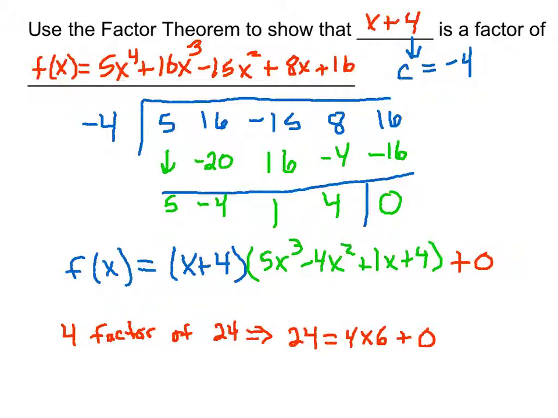If you take anything from this video, what you should take from it is that if you use synthetic division or long division and you get a remainder of 0, then whatever your divisor was, in this case x plus 4, is a factor of the dividend. When you divide it out and get a remainder of 0, it is a factor.